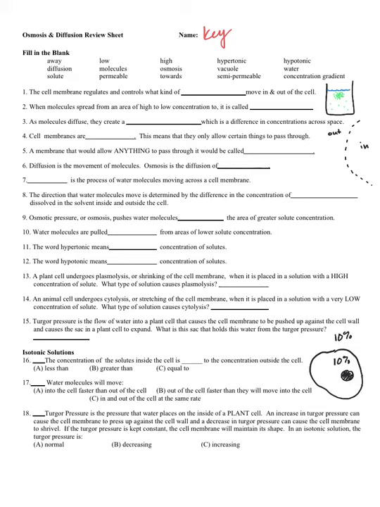All right, we're going to go over the osmosis and diffusion review sheet. So number 1 says that the cell membrane regulates and controls what kind of molecules move in and out of a cell. So remember, things can cross the cell membrane, but only if the cell membrane allows it. So it is in charge of regulating those molecules that can move in and out.